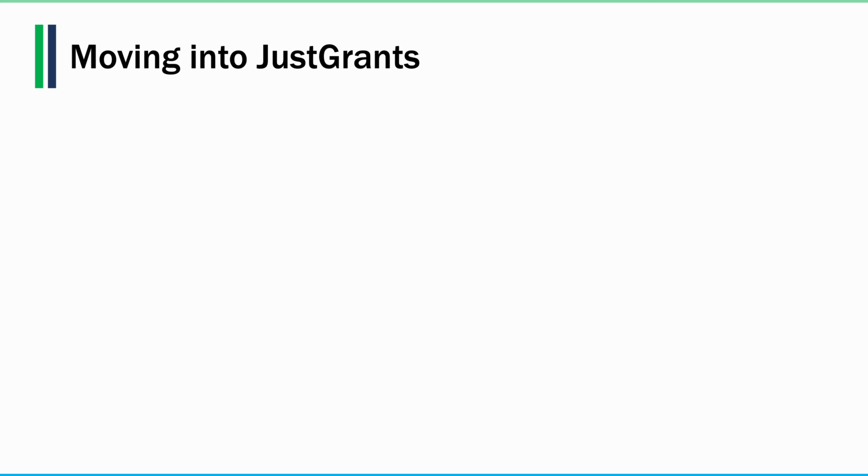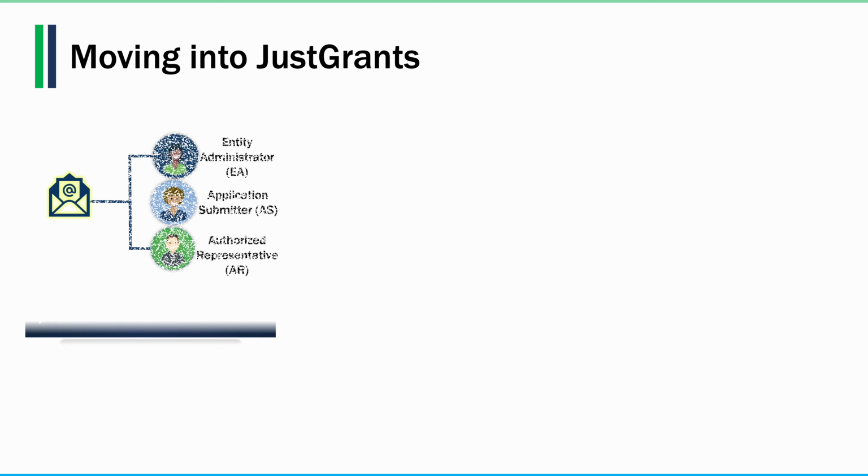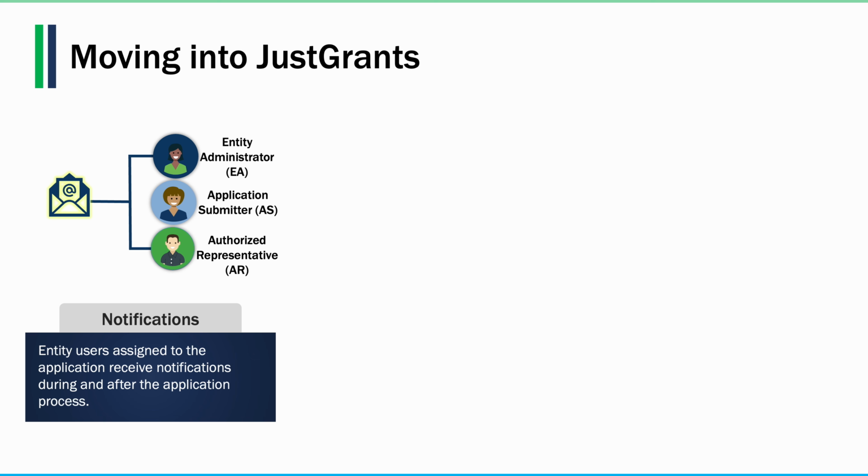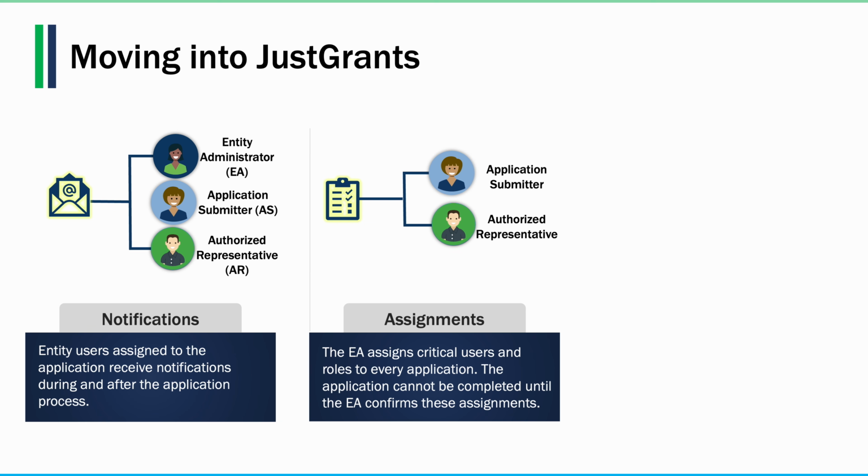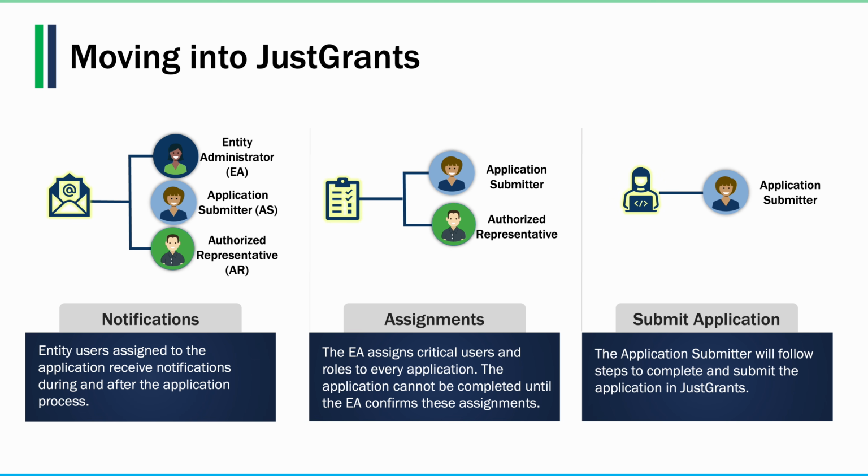Let's break down the process, roles, and responsibilities involved in submitting an application in JustGrants. Here's how it works. Entity users, including the entity administrator, application submitter, and authorized representative, will receive notifications during the application process. The entity administrator has a key role here, as they are responsible for assigning the application submitter and authorized representative to each application. Without these assignments, the application can't move forward. Once the roles are set, the application submitter takes the lead in completing and submitting the application in JustGrants by following the required steps.